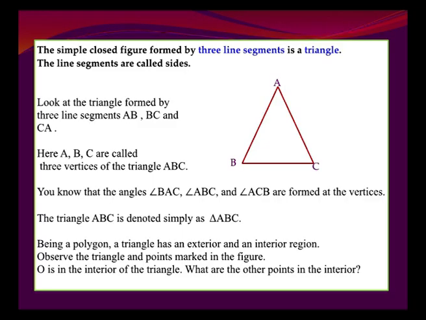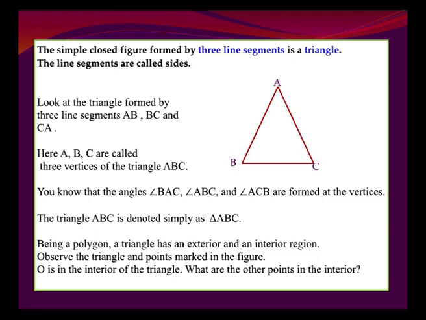Now, let us discuss the triangle. The simple closed figure formed by 3 line segments is called a triangle. These line segments are called the sides of a triangle. How many sides are there? 3 sides are there. What are the sides? AB, BC and CA. So, here we can keep a bar on the AB, understand. Here A, B, C are the 3 points called what? Vertices of the triangle ABC.